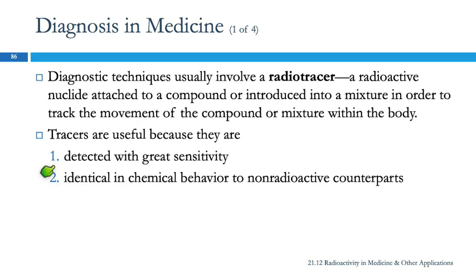They can be detected with great sensitivity, and they're identical in chemical behavior to non-radioactive counterparts. So, you could take a molecule of glucose and exchange one of the carbon atoms or oxygen atoms for a radioactive version of that. And that molecule is going to behave the same, except that it's going to be decaying, right? And so then you can watch where it's going as it decays.